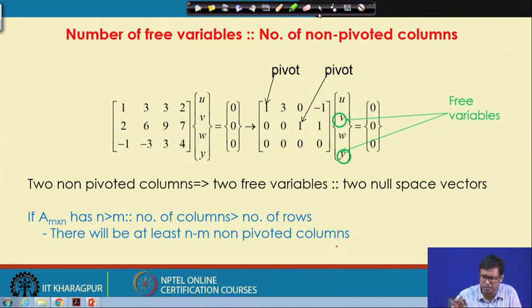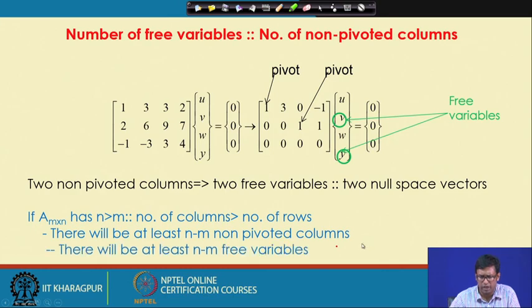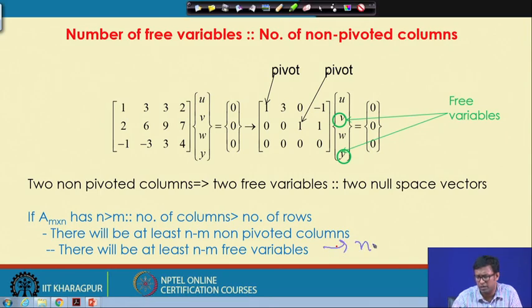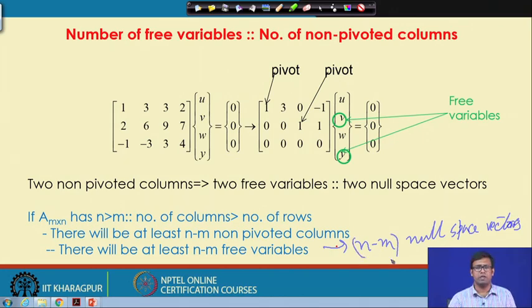So, there will be at least n minus m free variables, and this will give me n minus m null space vectors, and these n minus m vectors will then be linearly combined to get the final null space.